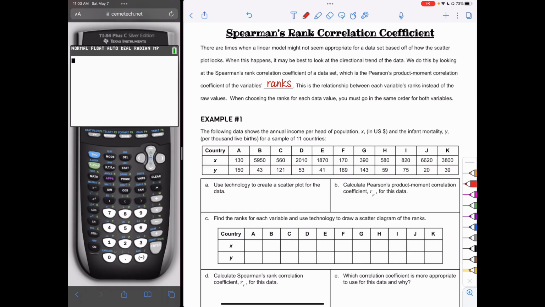So let's look at an example here. Example 1 says the following data shows the annual income per head of population X in US dollars and the infant mortality Y per thousand live births for a sample of 11 countries. So X represents the US dollars and Y represents the infant mortality rates. It says use technology to create a scatter plot for the data. So I'm going to press stat, edit, and type my data into L1 and L2.